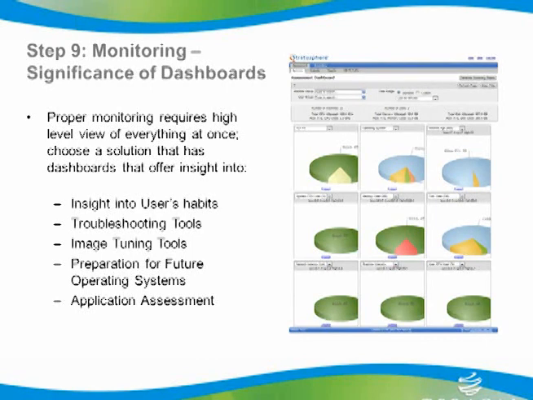You need to choose a solution that has dashboards that offer insight into users' habits, troubleshooting tools, image tuning tools, preparation for future operating systems, as well as application assessment. Every single one of these things needs to be counted and accounted for when you're actually going into a monitoring solution for VDI. Thinking that you can run without this, again, just like memory, is a false economy. Eventually, you're going to come across a problem that you cannot solve. Not without a tool that gives you insight into all the areas.